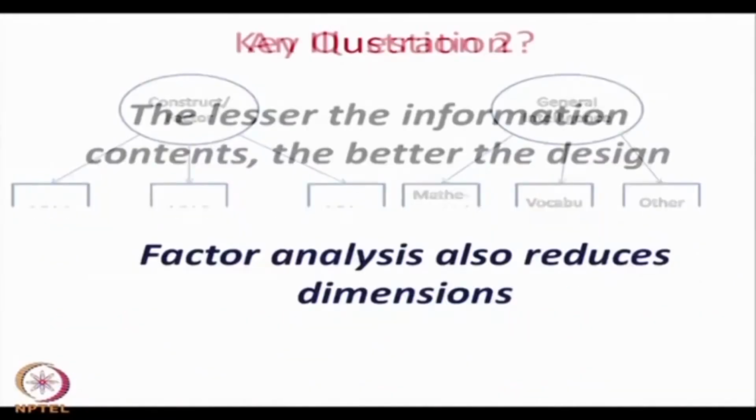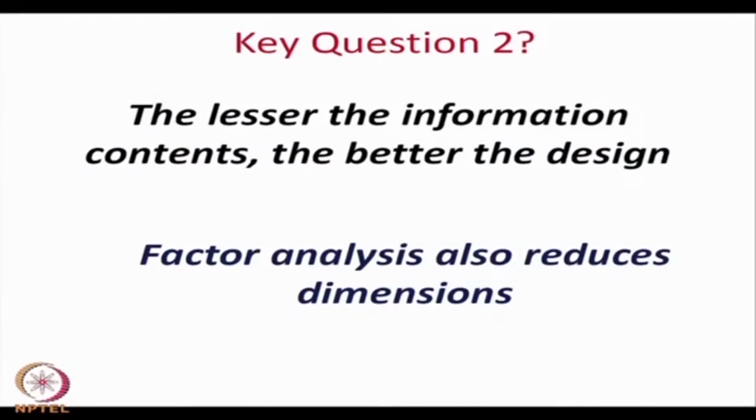So, this is the illustration. Now, key question 2. I have p number of variables, that means p-dimensional information base. I do not want this much information. What I want is the reduced information.